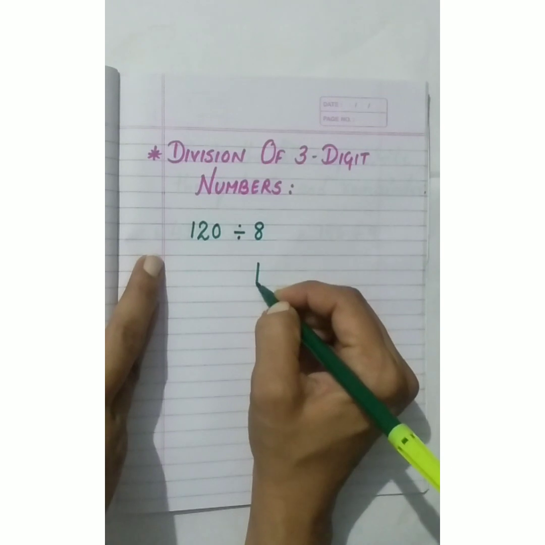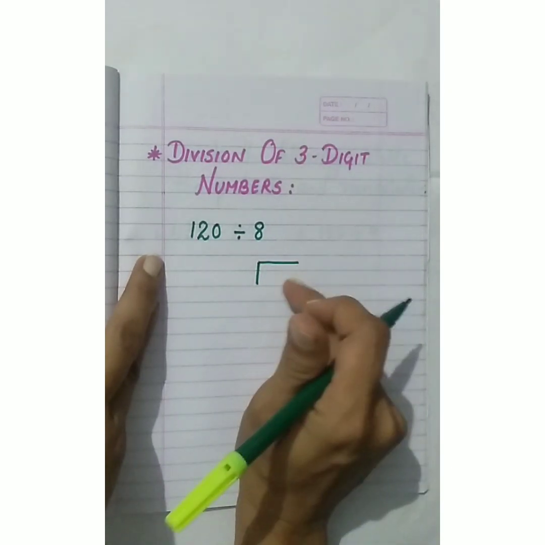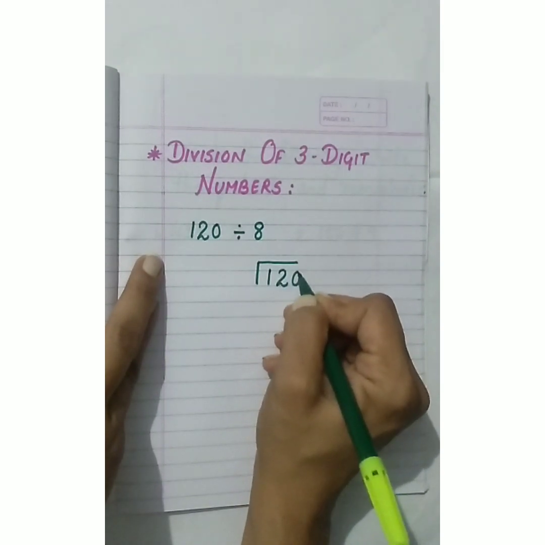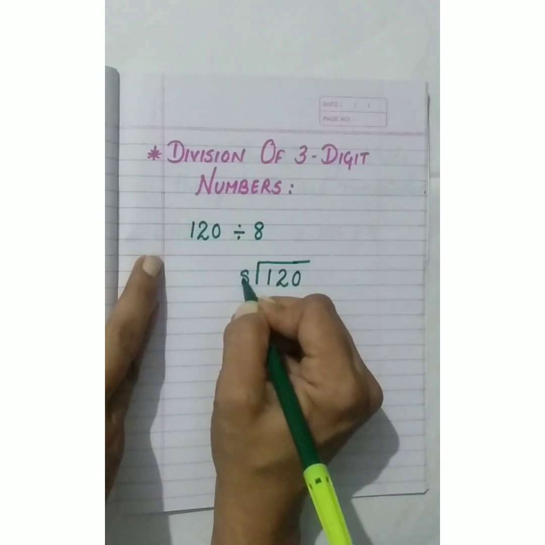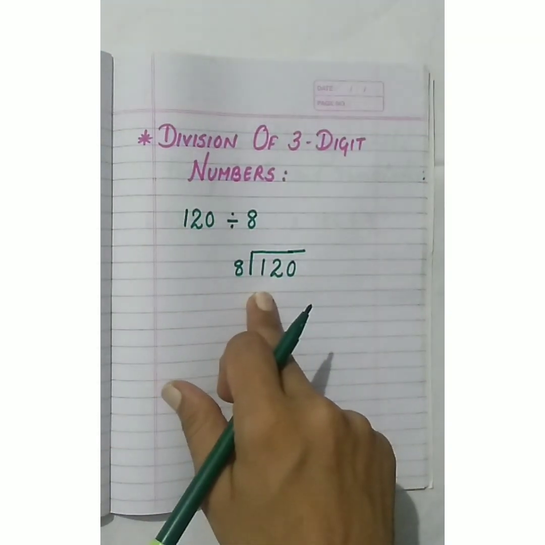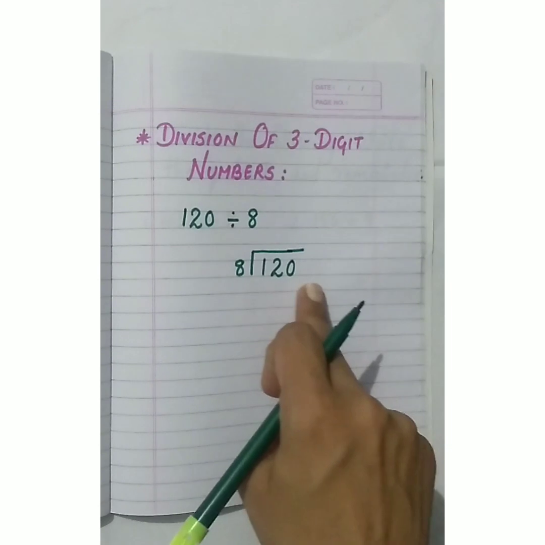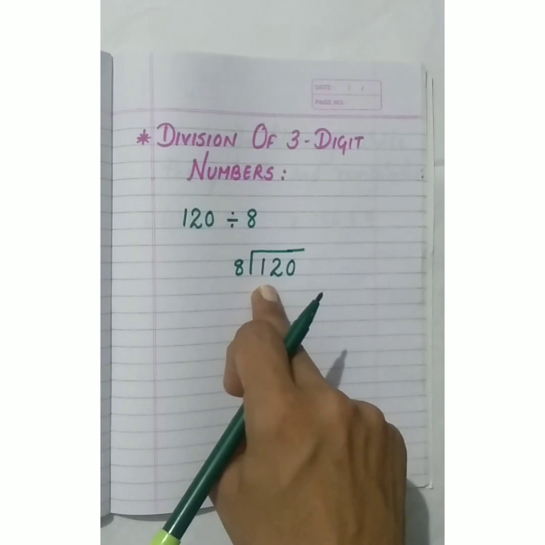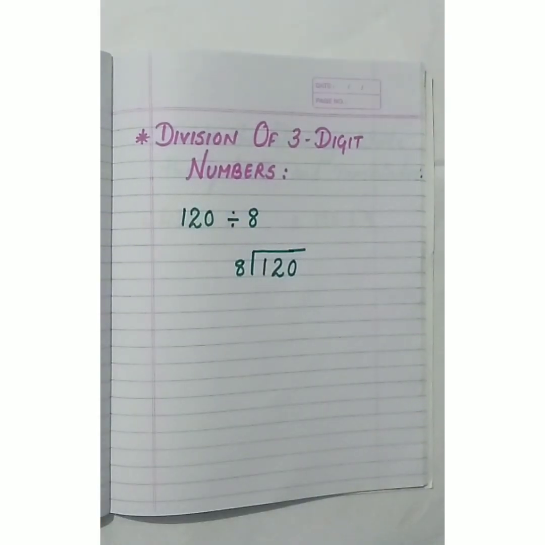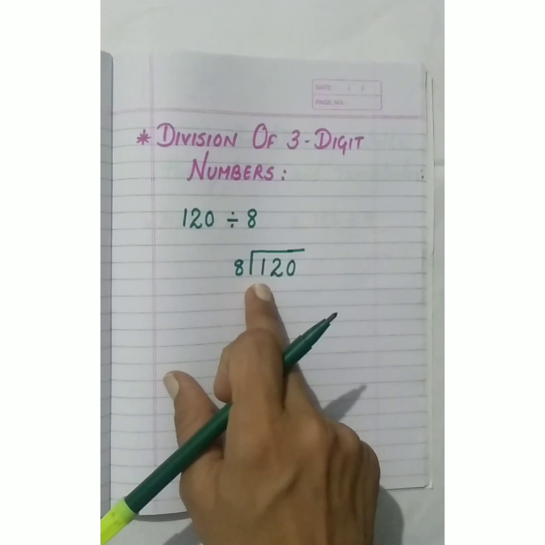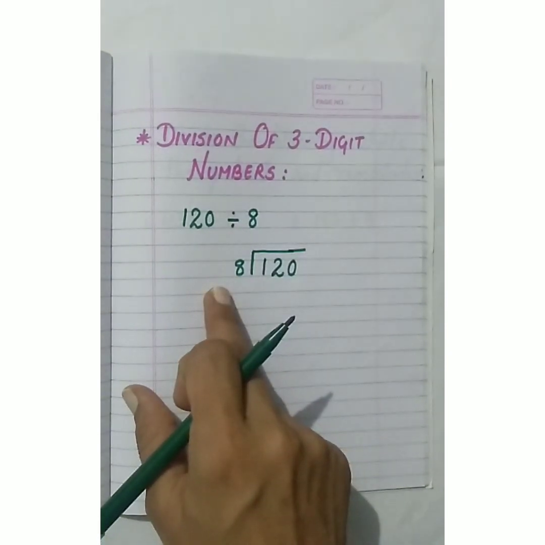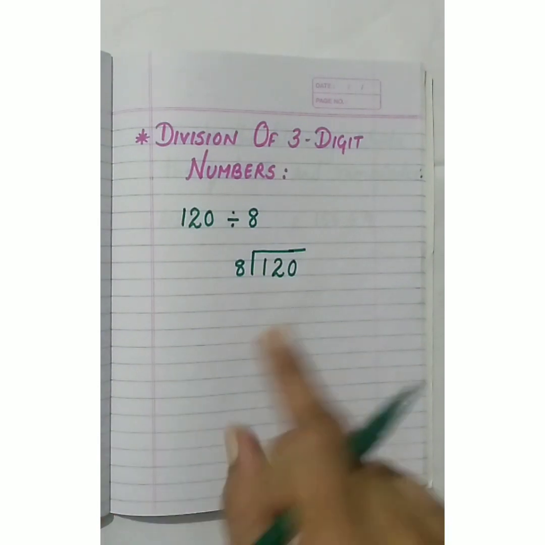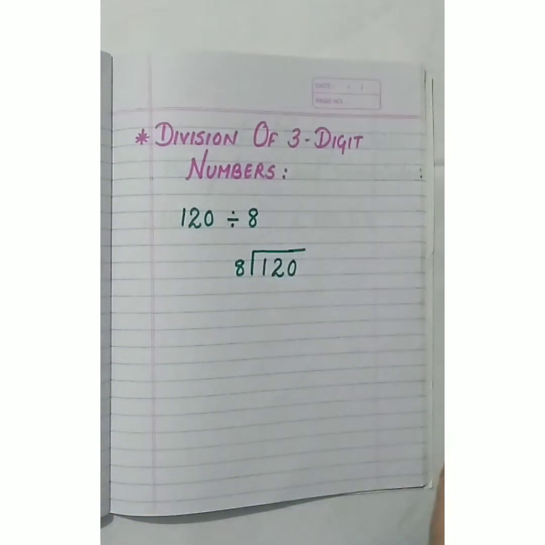So we will write it in this form. This is the long division method. So I am going to write our dividend here and our divisor outside the line. So 120, where 0 is at the ones place, 2 is at the tens place and 1 is at the hundred place. So first we will check whether the number at the hundred place is more than the divisor or less than the divisor. Our number at the hundred place is 1. So it is less than our divisor.